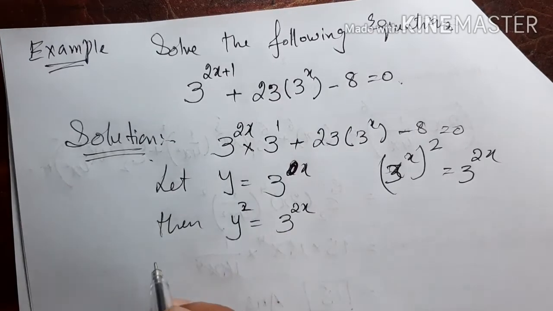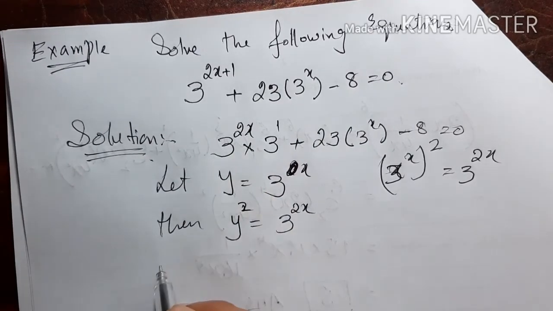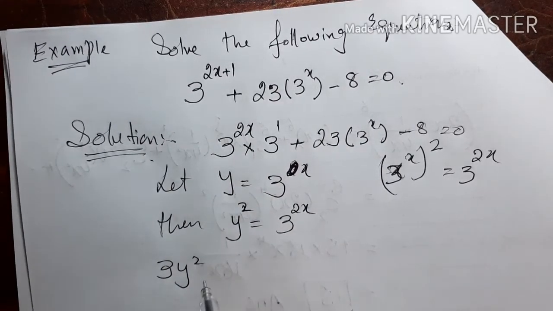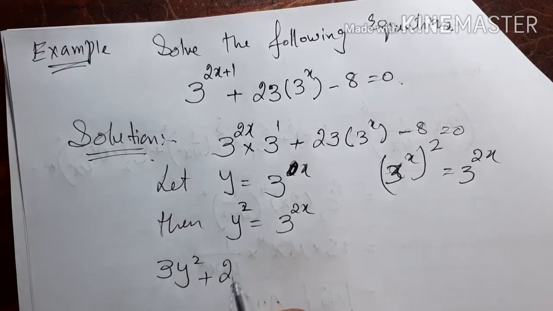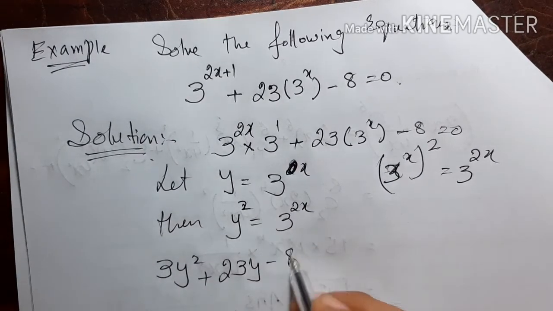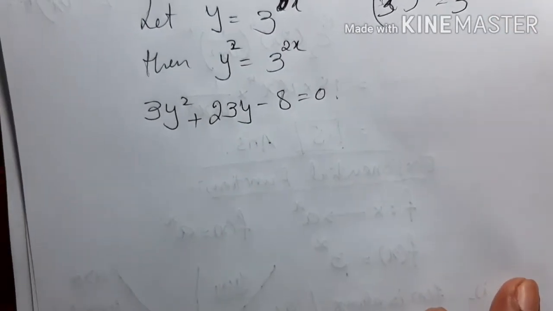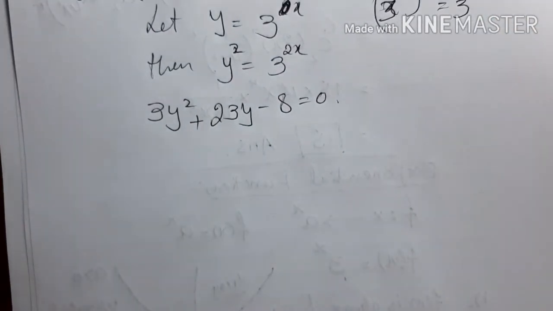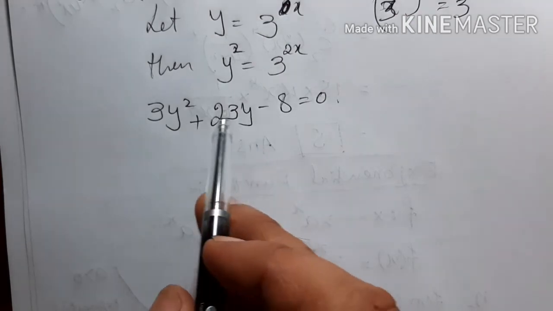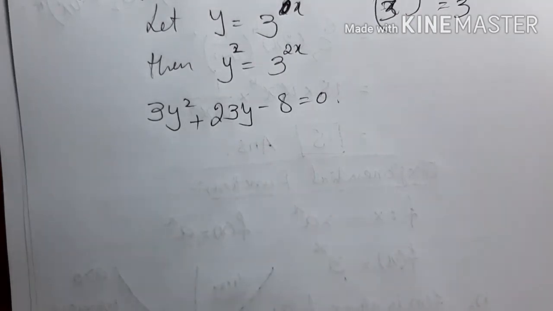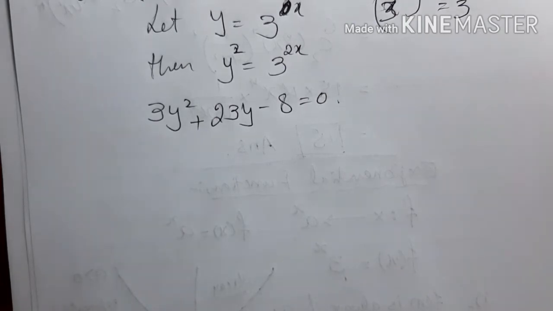Put the values here. It will be 3y square plus 23y minus 8 is equal to 0. Now, this is a quadratic equation in the variable y. So we can solve it by the middle term break method.